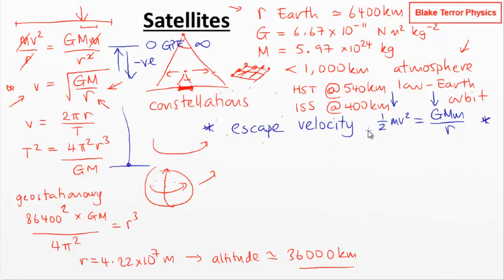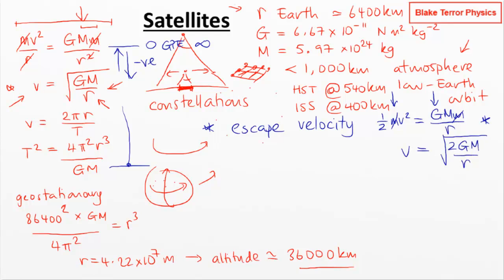And this is how we achieve escape velocity. So if we're just solving this, again, the m's cancel. Escape velocity has got nothing to do with the mass of the thing that's escaping. It's to do with the mass of the thing it's escaping from, in this case, the mass of the Earth. So this tells us that our escape velocity is the square root of 2GM over r.